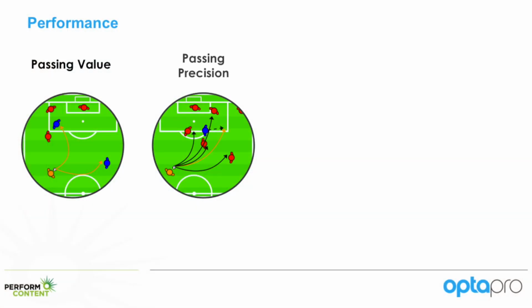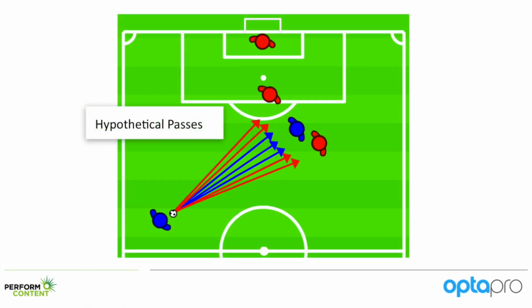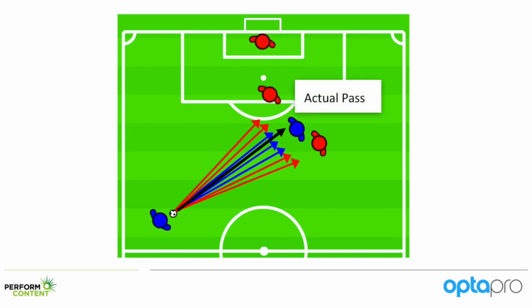The next metric we want to look at is passing precision. Because I said this model can quantify the probabilities of hypothetical passes, we can actually compare a real pass that occurs to hypothetical passes.